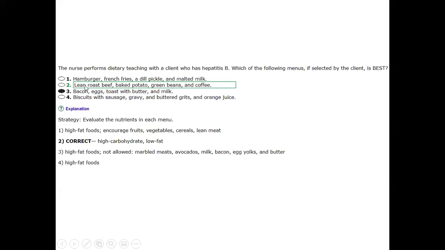Number 2 is less fat because it is lean roasted beef, potatoes, green beans, and coffee. So number 2 is high carbohydrate and low fat. It is the most suitable for the patient who has hepatitis.